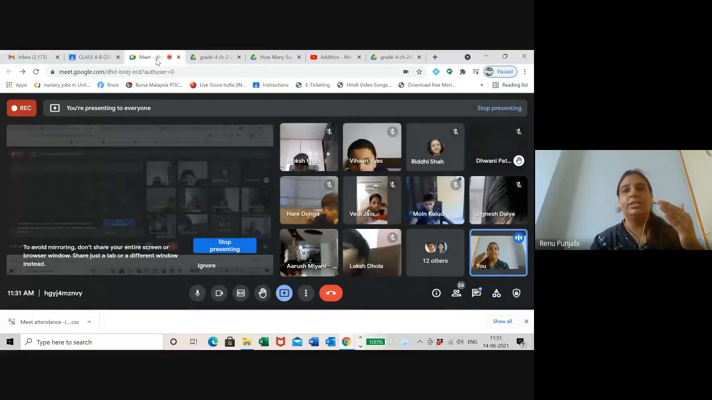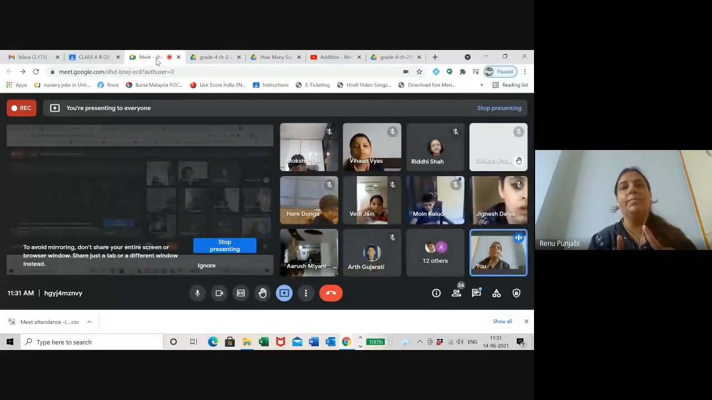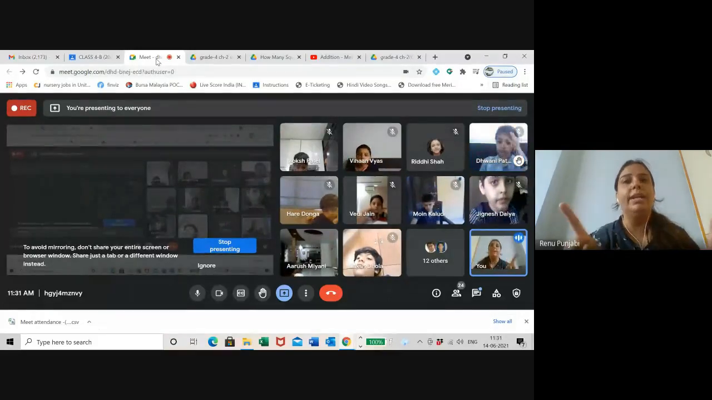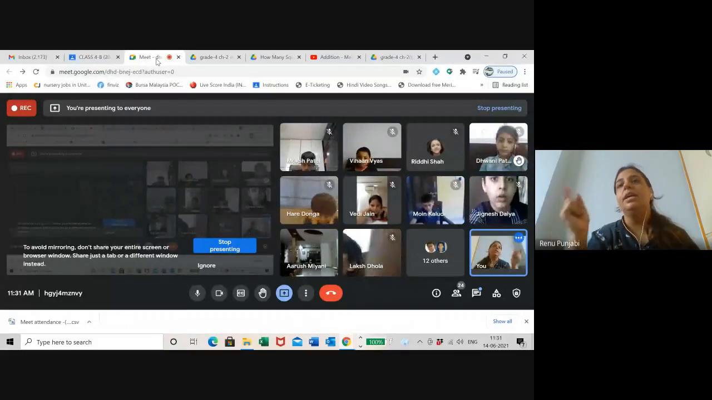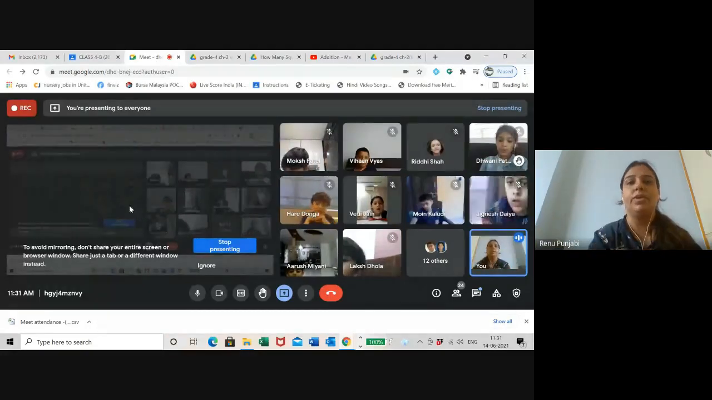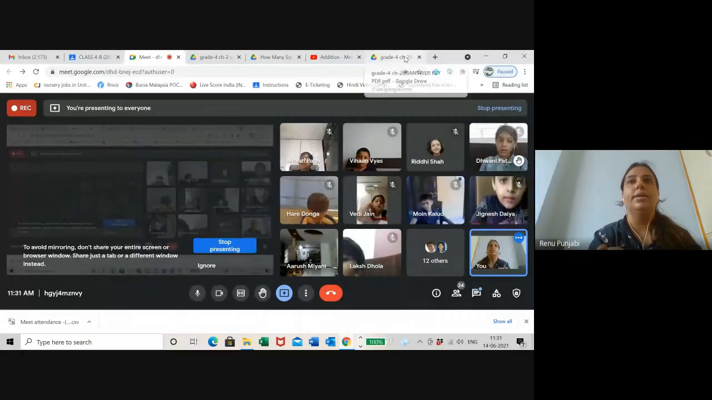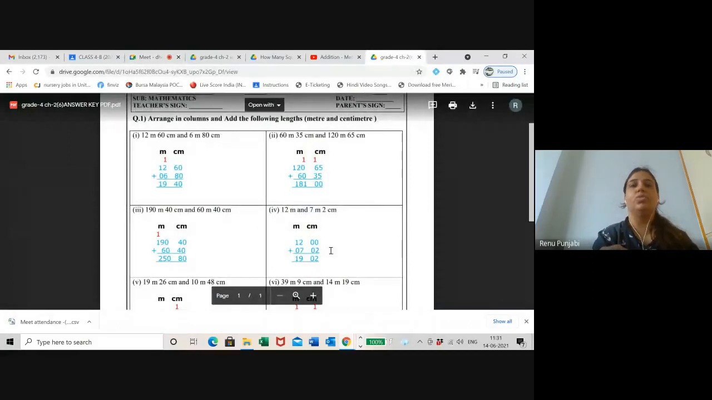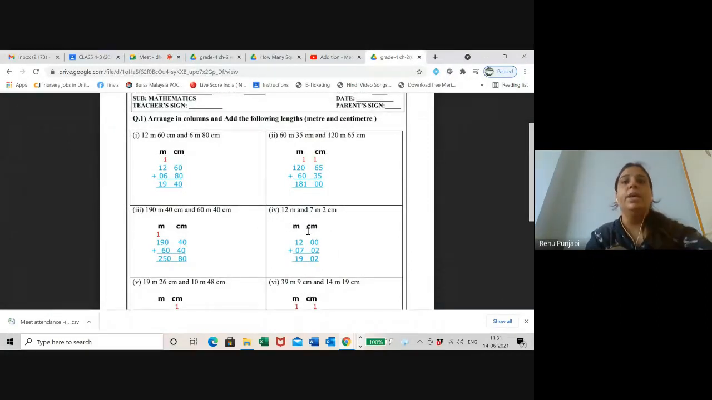And then next sum. But always keep a note, if there is only one digit in the centimeters, then write 0. If there is nothing in the centimeter, for example, I'll show you the worksheet. Yes, this one. Fourth one, when you see, only 12 meter is there, nothing in the centimeter. So we write 2 zeros because it is compulsory to have 2 values, but there are no values in the centimeter. So we write 2 zeros.